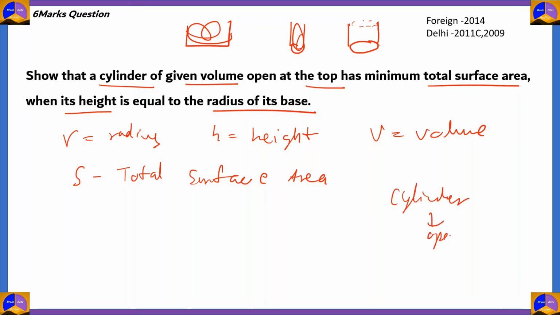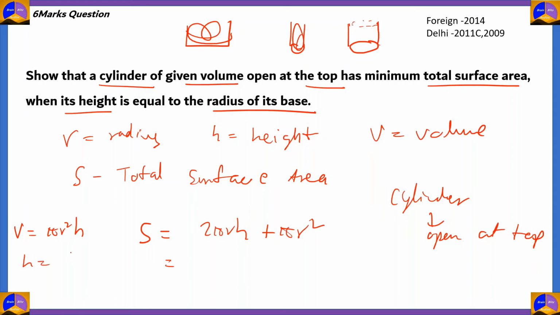open at the top. Now we'll write the volume of the cylinder as pi r square h in accordance with the formula. And S, since it's an open cylinder at one end, will be equal to 2 pi r h plus pi r square. And so over here, it's best if we replace h. So h will be equal to v by pi r square. So S will be equal to 2 pi r times v by pi r square plus pi r square.